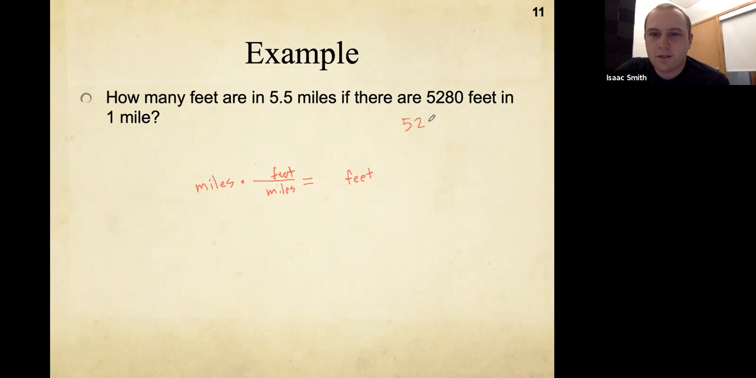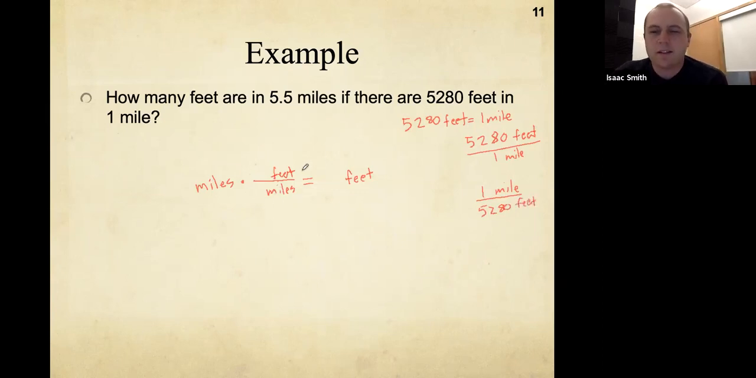Well, the question tells us that there are 5,280 feet in 1 mile, okay? So 5,280 feet is equal to 1 mile, right? And we just learned that when something is equal to each other, you can rewrite it as a fraction, okay? So we can rewrite this as 5,280 feet over 1 mile. Or we could write it as 1 mile over 5,280 feet, okay?